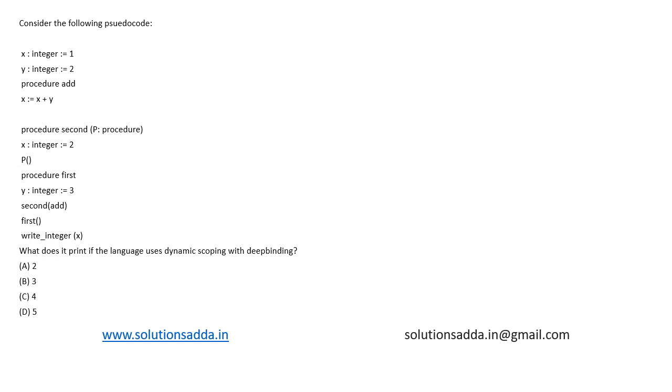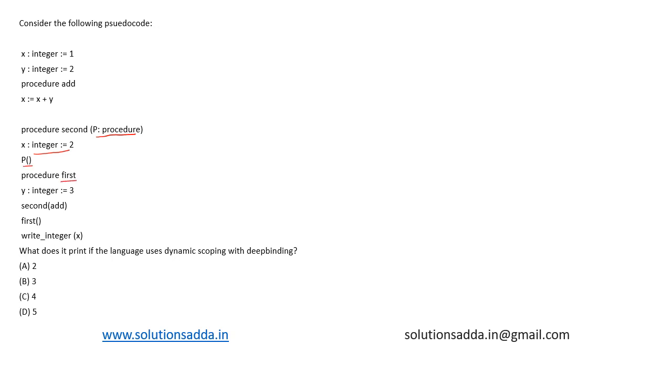This is a question from programming. Consider the following pseudocode. We have x and y as global variables and they are assigned the values 1 and 2. Then there is a procedure add which assigns x equal to x plus y. Then there is a procedure second having a procedure as an argument to it. X is assigned as 2, then we call p.